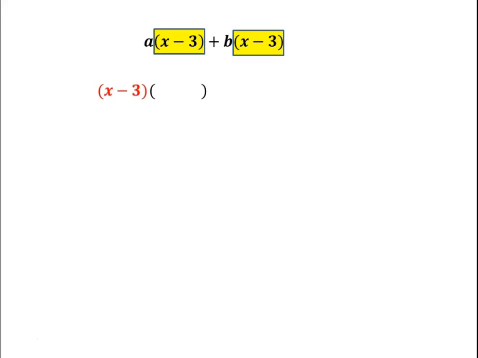And let's see if we can do this without actually writing the division step. We have a times the x minus 3, and we factored it out. So the only thing that's left is the a. We have the plus b times the x minus 3. We factored it out, and we're left with the plus b. So that's my factorization. There's nothing else that I can do to that.